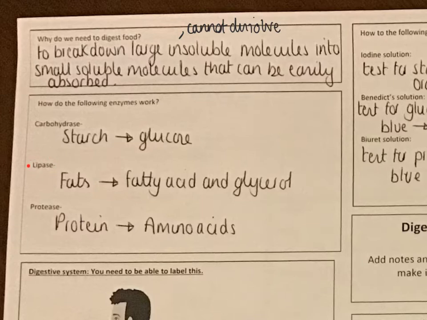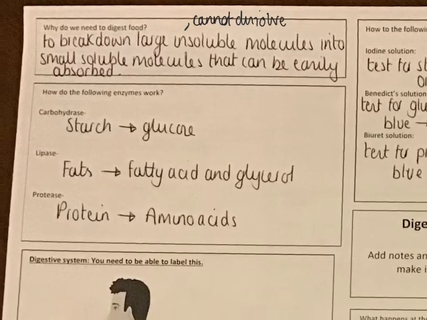Then we have our enzyme lipase, and that's going to break down our fatty foods, so our fats. And it breaks down fats into fatty acids and glycerol. Then we have a protease enzyme, which breaks down proteins into amino acids. And as we go along, then we'll find out what actually happens to our broken down nutrients.